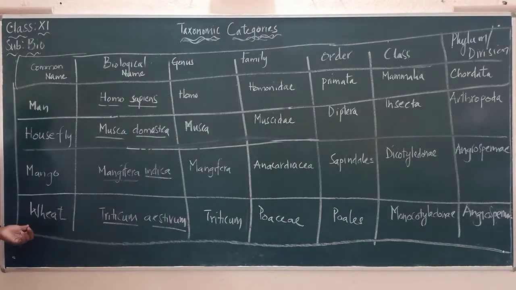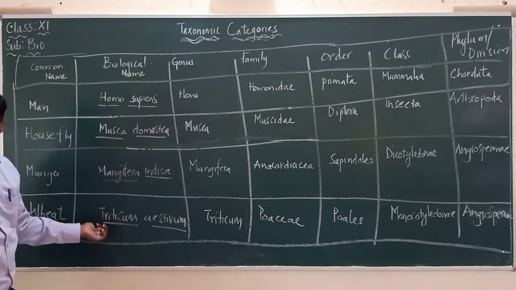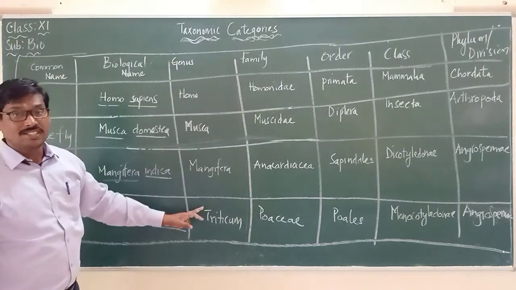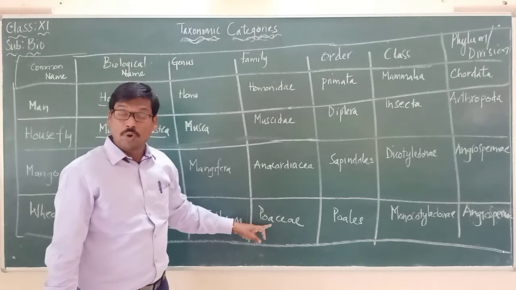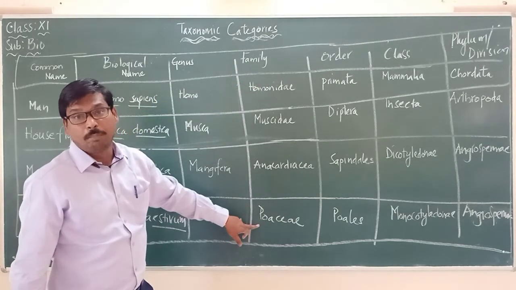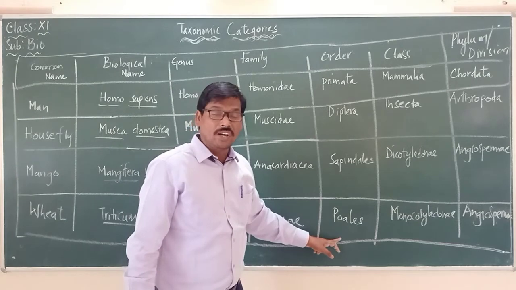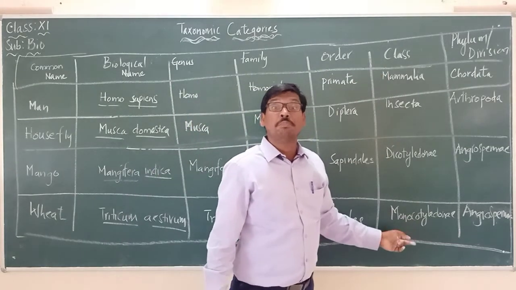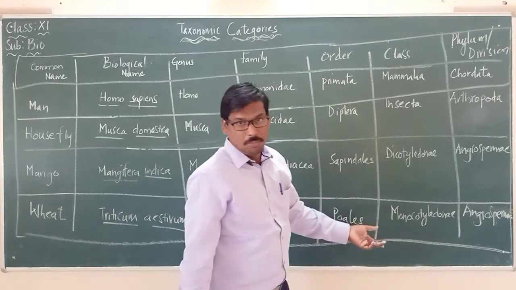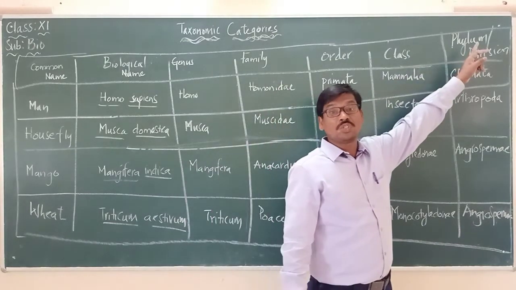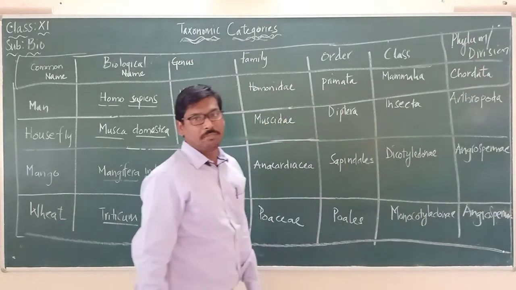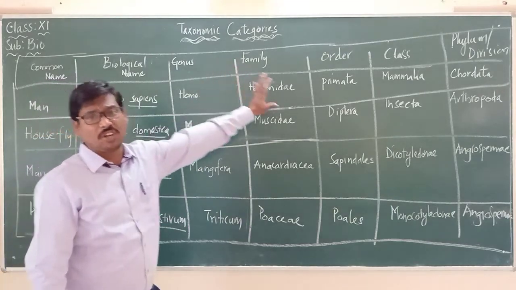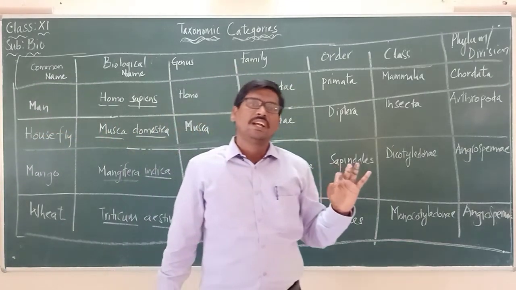And the last one, wheat, the common name. The scientific name is Triticum aestivum. The genus is Triticum. It belongs to the family Poaceae, and order Poales, and the class Monocotyledonae, monocots. And we will not use the word phylum, it belongs to the division Angiospermae. So these are some organisms with their taxonomic categories.